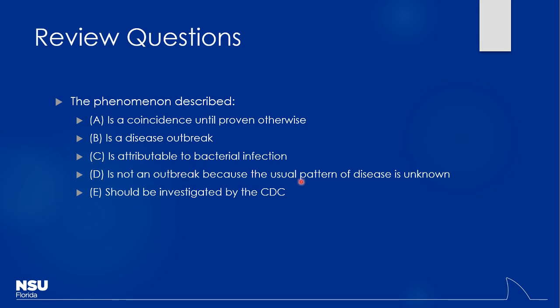It is not an outbreak because the usual pattern of disease is unknown. In this case here, you don't normally expect people to eat lunch and then all of a sudden have abdominal pain and fever and cramping, all this kind of thing. So in this case you don't have to know the normal pattern of disease, but for other things, for instance, if you're looking at cases of flu that naturally occur during the year anyway, you would want to know the usual pattern of disease to see if what we're experiencing now is abnormal or not. Should this be investigated by the CDC? Probably not, right? We can probably handle this, but this is certainly a disease outbreak, because again, it's happening in higher levels than what you would normally expect to see.